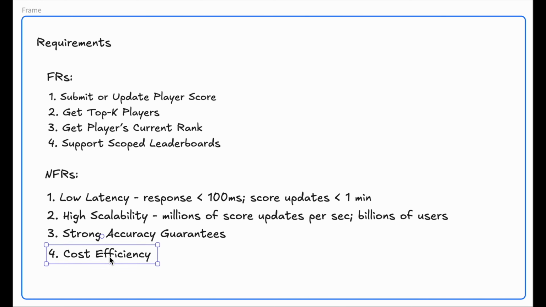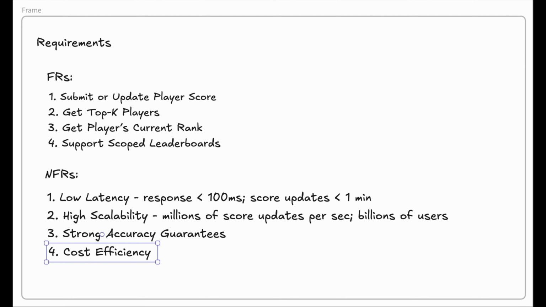4. Cost efficiency. The system should be designed for resource efficiency at scale, minimizing compute, memory, and storage costs without sacrificing performance. Techniques like tiered storage, batch compaction, or selective materialization can be used to control operational overhead.